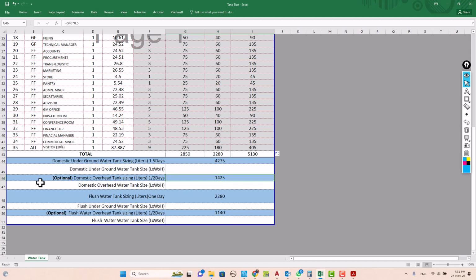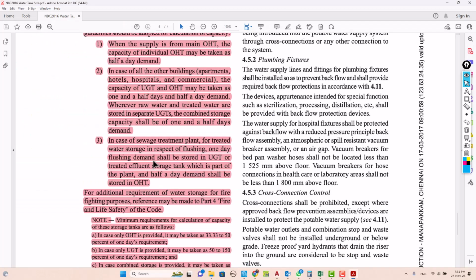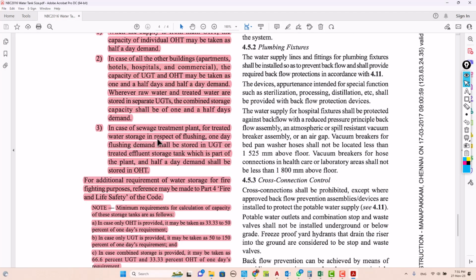Okay, but for the flush water tank sizing, same. If we are using a separate flush water tank, then we take flush water tank sizing, this is underground. Okay, same, we take 1 day. Why? Because see here, flushing, 1 day flushing. Here, 1 day flushing for underground.